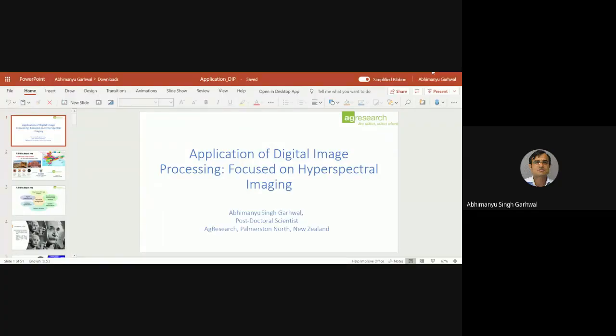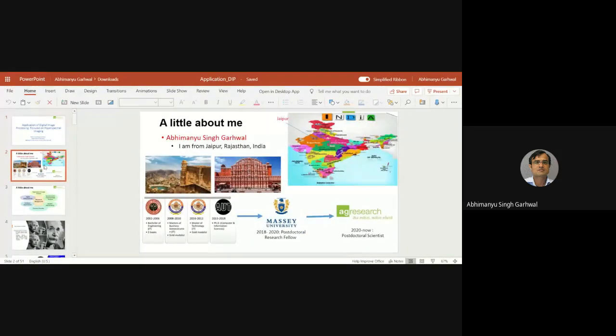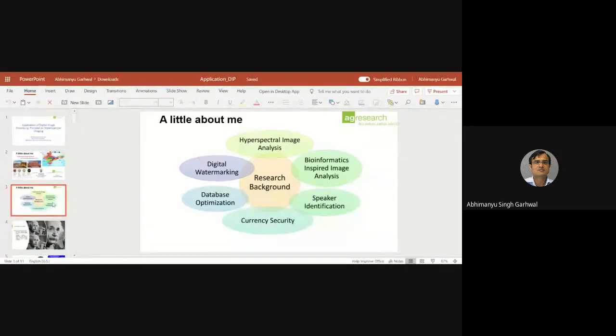Okay, so thank you for my introduction. He explained everything. Now I'm just sharing a little bit more about me. So basically, I belong from Jaipur, and already he explained my education and experience, so I'm not going in that area. I'm just explaining the research area in which I worked: digital watermarking, hyperspectral image analysis, bioinformatics inspired image analysis, speaker identification, currency security, and database optimization.